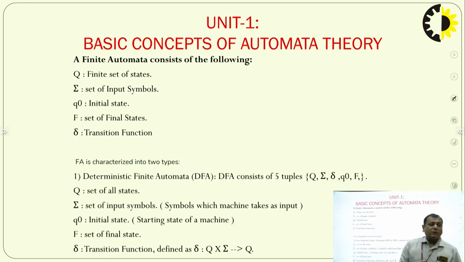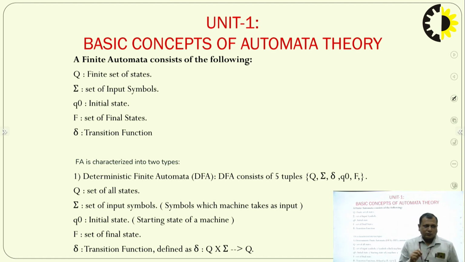So we were discussing the tuples. A finite automata consists of 5 tuples. Number 1 is Q, which is the finite set of states. More specifically, we define Q as a non-empty finite set of states. Why is it called non-empty? Because the set of states cannot be empty. कम से कम हमारे पास एक स्टेट तो होगी ही, so it cannot be empty, it is a non-empty finite set of states. Second is sigma, the set of input symbols.